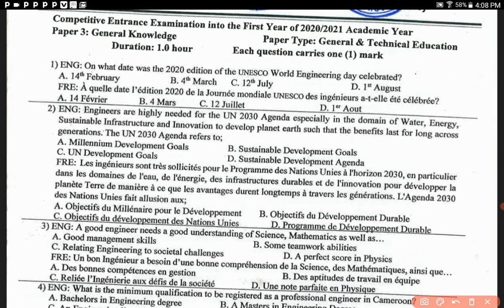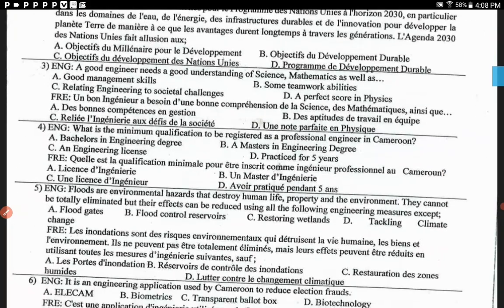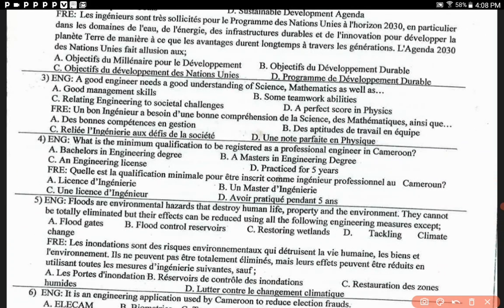Question 3. All right. Question reads: a good engineer needs a good understanding of science, mathematics, as well as good management skill. You have some teamwork abilities, relating engineering to societal challenge, and you have a perfect score in physics.